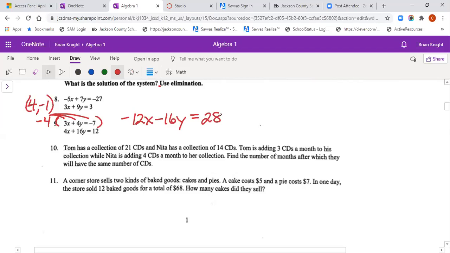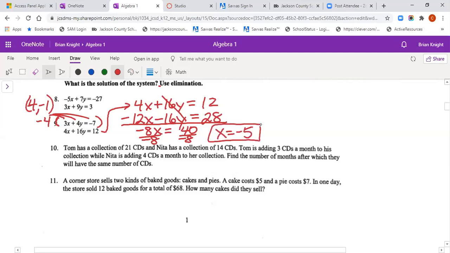All right. And then on the bottom, I'm going to write it above it. Is that okay? Because I need room. Okay. So I moved this up there. Okay. Add them up. The y's cancel. -8x equals 40. And divide that by -8. So x is -5. Plug it in to get your y.